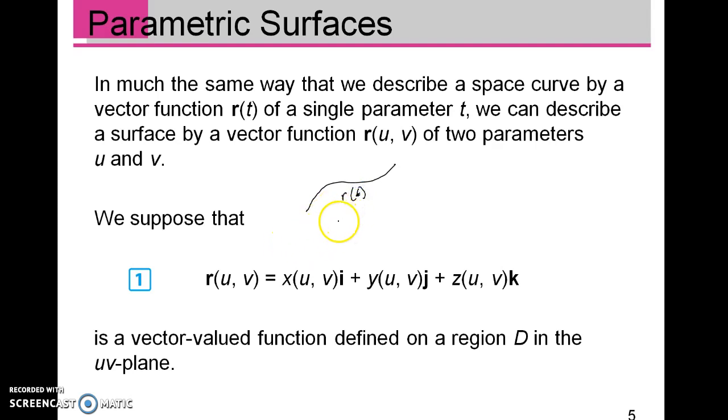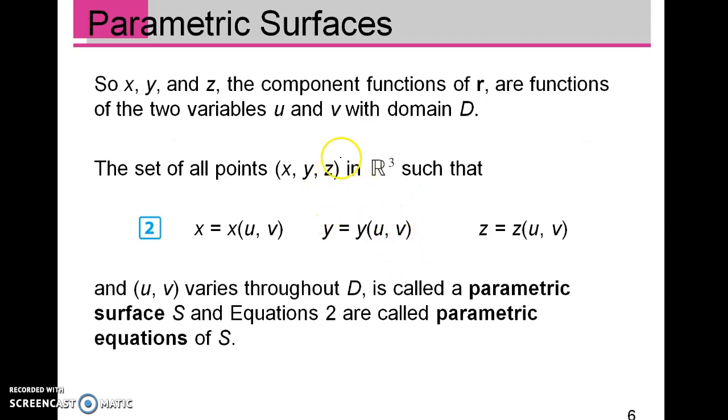Now we're talking about a two-variable vector function, r of u, v, and that's going to give us a surface in 3 dimensions. So we suppose that r of u, v equals x as a function of u and v, i, y as a function of u and v, j, and z, a function of u and v, k, is a vector valued function defined on a region D in the uv plane.